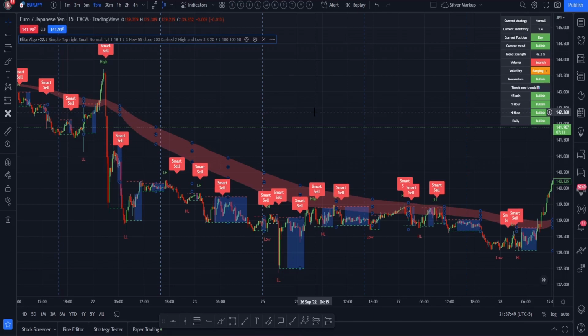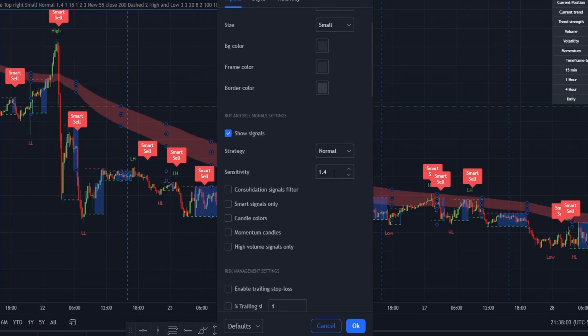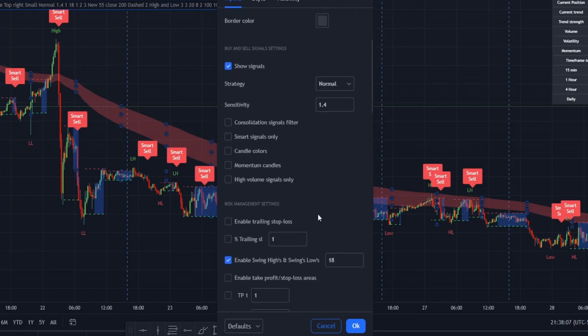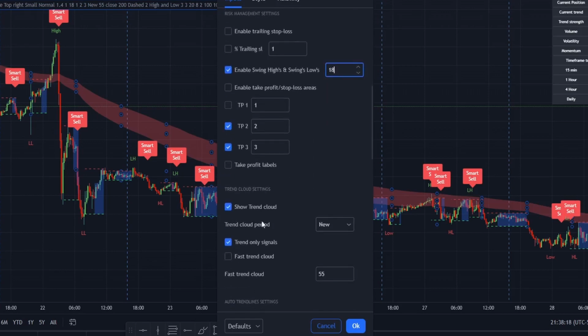So, rule number one, obviously, trade in trend. To make sure that you're trading within the trend and seeing where the trend is, you want to make sure you enable the dashboard within the Elite Algo settings, show signals, the sensitivity. I'm going to do 1.4 here. And the other thing that you want to do is enable the swing high, swing low, and change it to 18. And you'll see why in a second.